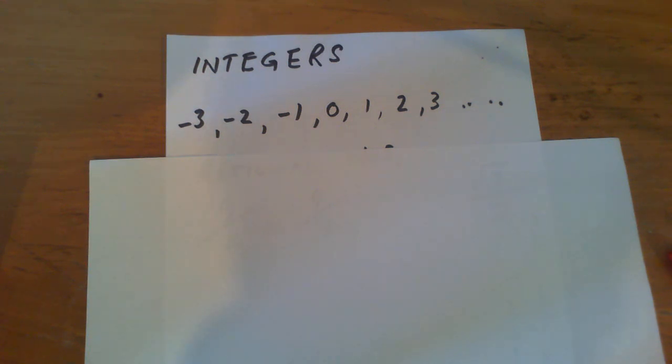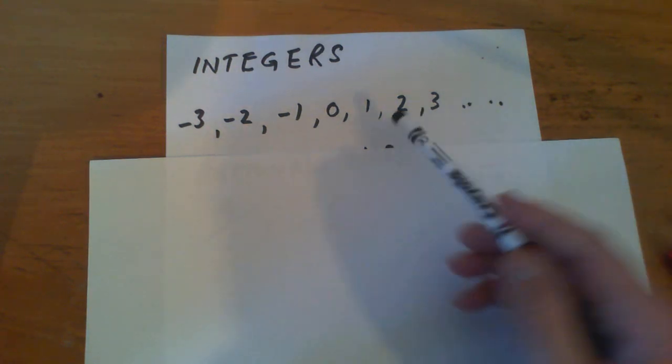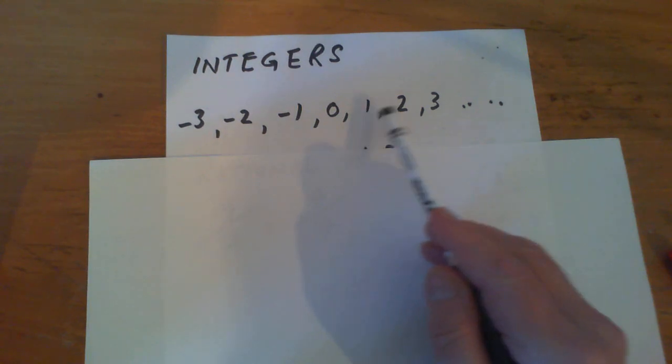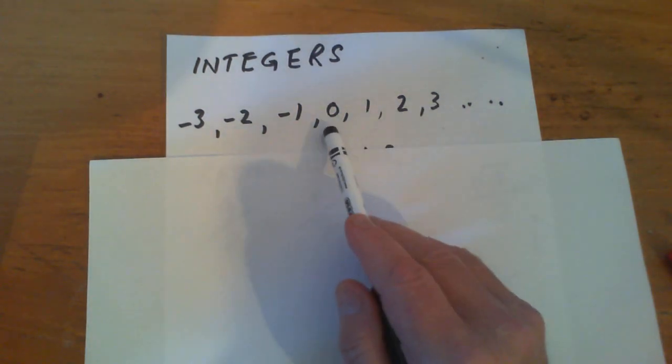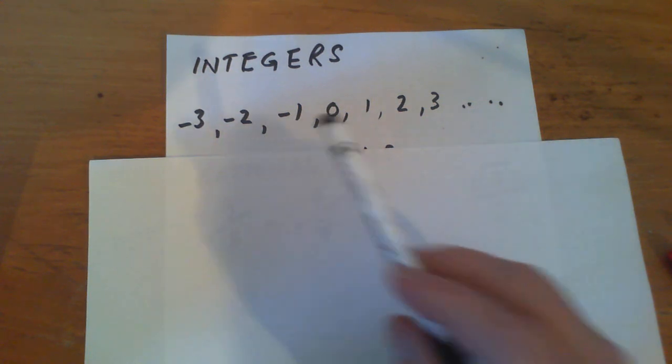So, starting right from the bottom, I've got integers here. The reason I've written that down is that students sometimes don't actually know how it's pronounced. It's pronounced integers, and it's just the straightforward numbers like 1, 2, 3. But it also goes the other way: you've got 0, minus 1, minus 2, and minus 3.